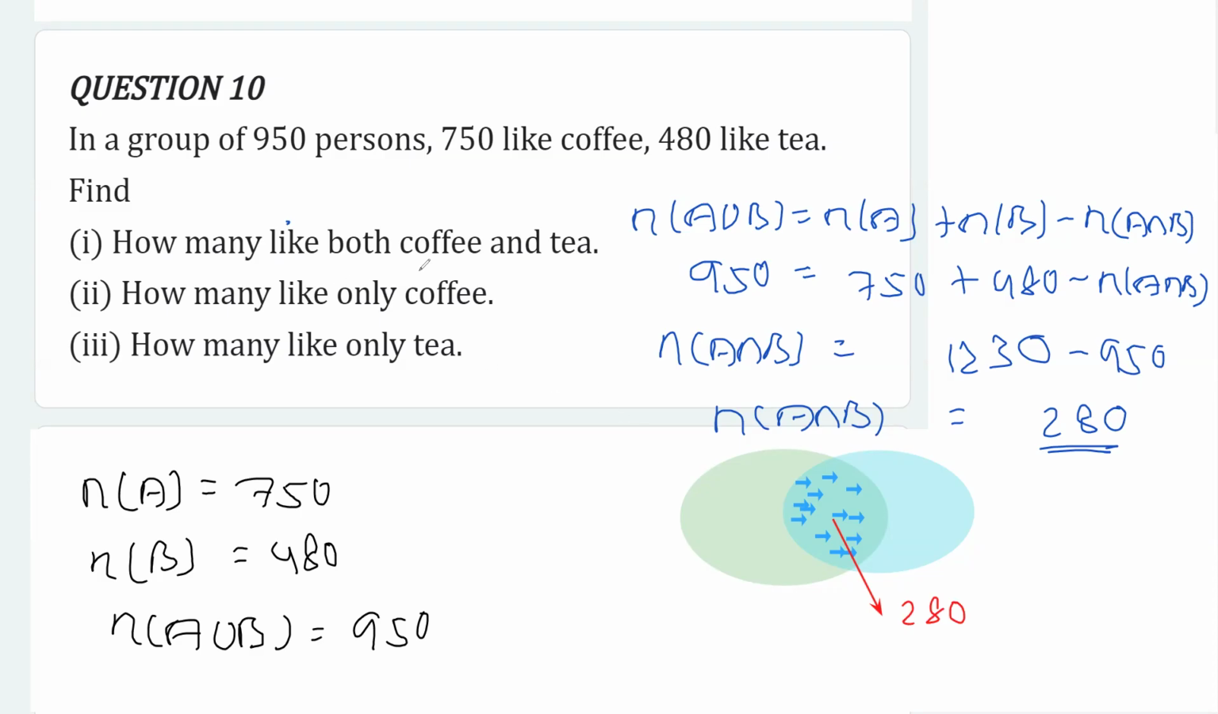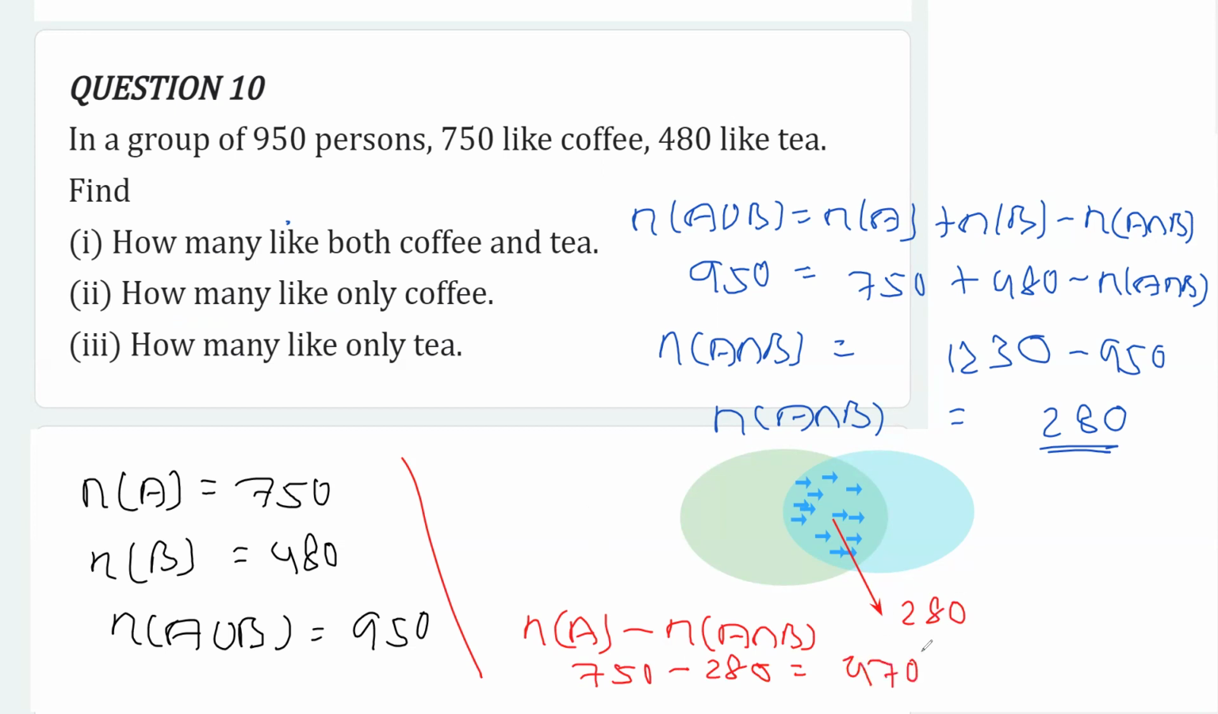Now in the next part, how many like only coffee? Only coffee will be the number of people who like coffee, which is this, right, minus the ones who like both tea and coffee. That will give you the number of people who like only coffee. So for the second part, this is n of A, which is 750 minus 280. If I subtract, what will we get? 470. So only coffee will be this region.